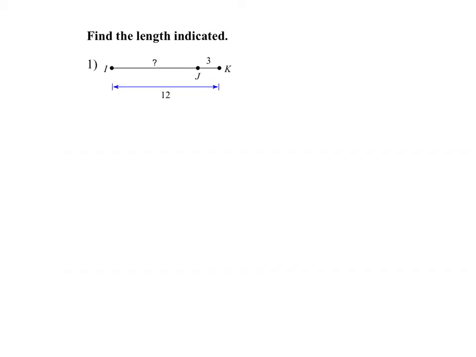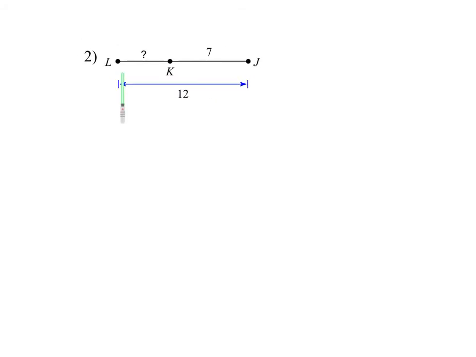Okay, so now we're going to find the indicated length. In this case, it is just indicated by that sign right there. So I know that the segment IK measures 12, JK measures 3, so I'm just missing that one. So this is the same as 12 minus 3 is 9. So this means that this little segment right here measures 9, right? So now when you add 9 plus 3 is 12. See the next one. So again, LJ measures 12, KJ 7. So I'm just missing this one. So 12 minus 7 is 5.